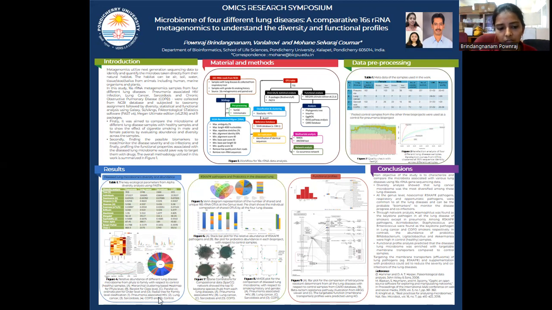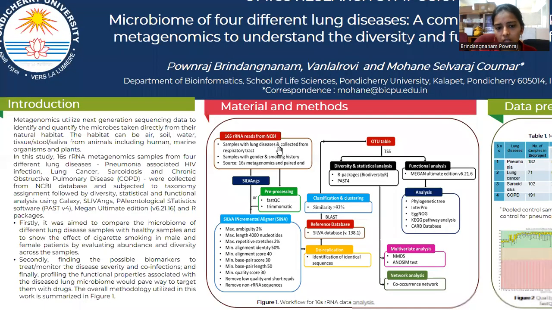We had a set of criteria to collect the samples. First, samples with lung diseases, which should be collected from the respiratory tract, samples with gender and smoking history, and the source would be 16S metagenomic and paired-end. With these criteria, we collected pneumonia associated HIV, lung cancer, sarcoidosis, and COPD.